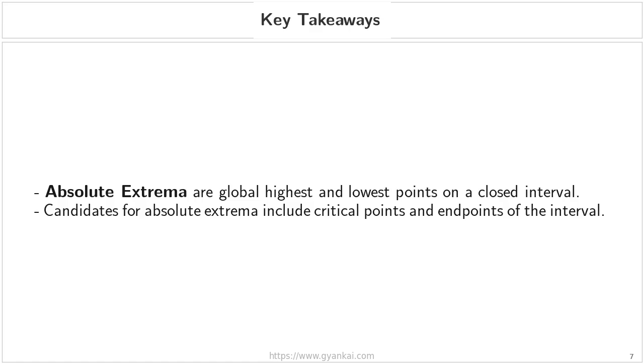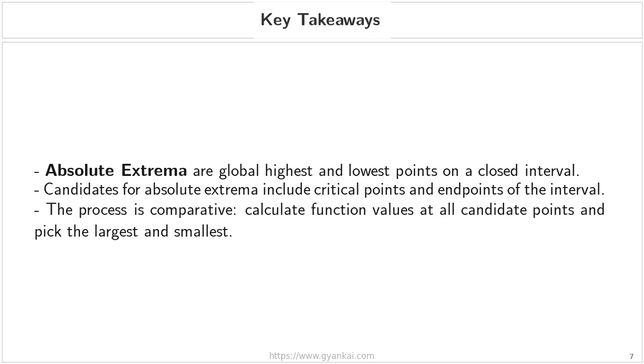Secondly, as we established in our working rule, the candidates for these absolute extrema are limited to 2 types of points: the critical points within the interval and the endpoints of the interval. Thirdly, the actual process is purely comparative. Just as we demonstrated in the mathematical example and the profit scenario, your task is to calculate the function values at all these candidate points and simply pick the largest value as your absolute maximum and the smallest as your absolute minimum.